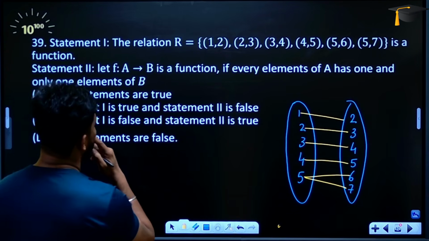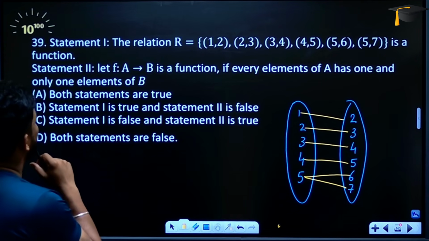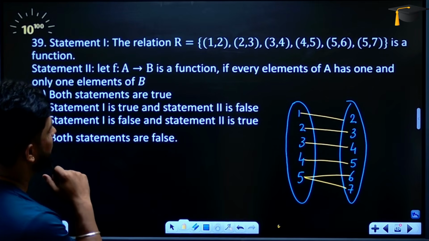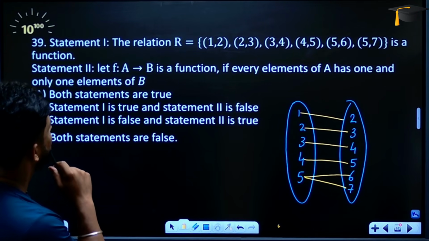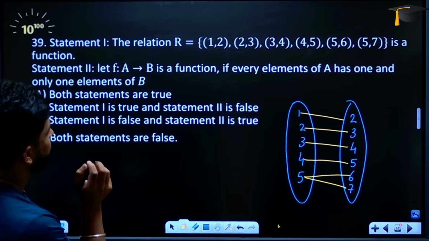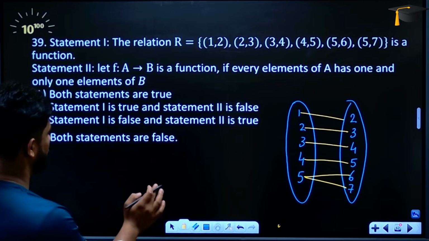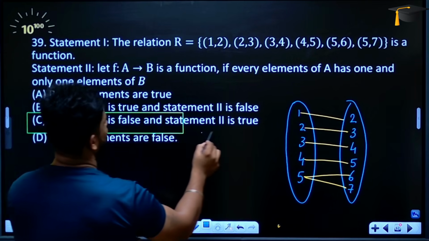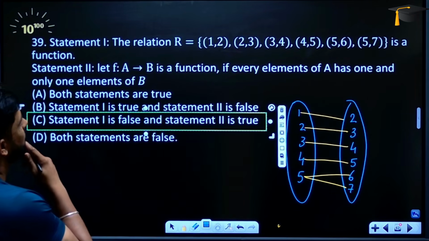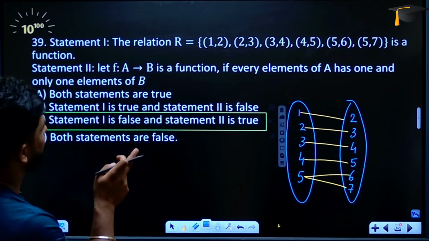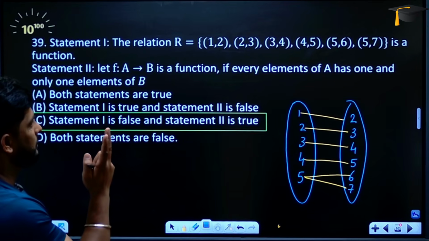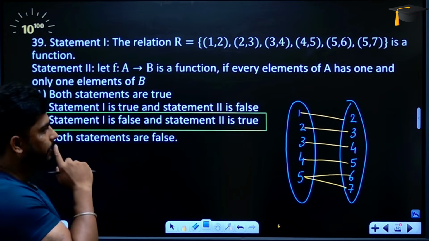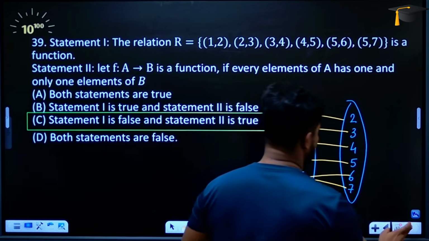So statement 1 is false and statement 2 is true. So option C is the right answer. For 5, there is the same input with two outputs, so that is not possible. Yeah, so option C is the right answer.